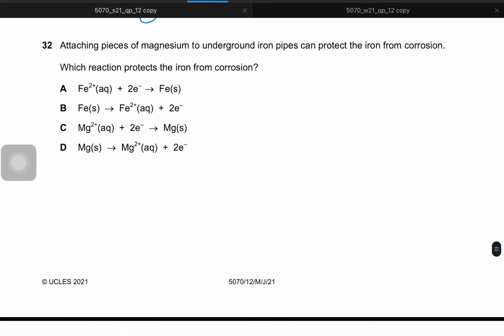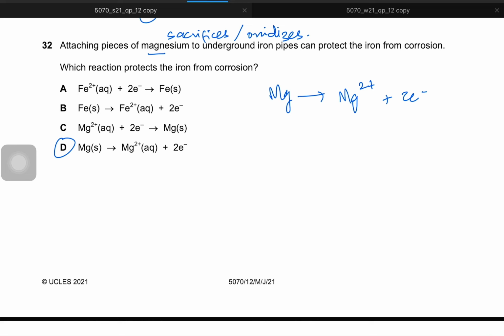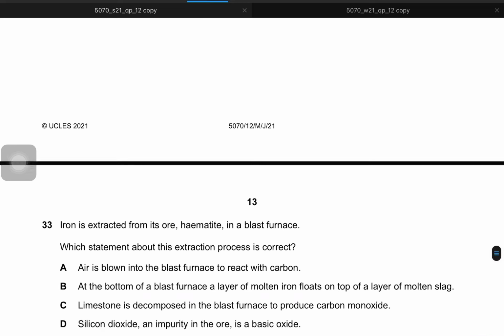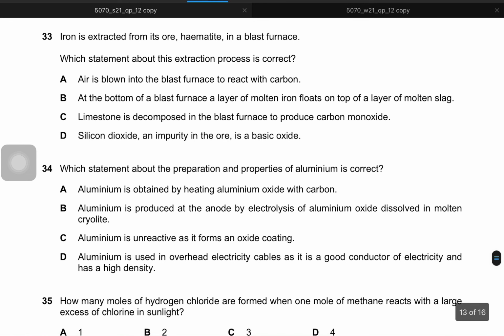Attaching pieces of magnesium to underground iron pipes can protect the iron from corrosion. Which reaction protects the iron from corrosion? So obviously, magnesium sacrifices itself. How does it sacrifice itself? It oxidizes itself. So magnesium will lose its own electrons to protect the iron. So it has to be the oxidation of magnesium so that the iron can be protected, and the iron does not have to lose electrons because magnesium is already doing it.